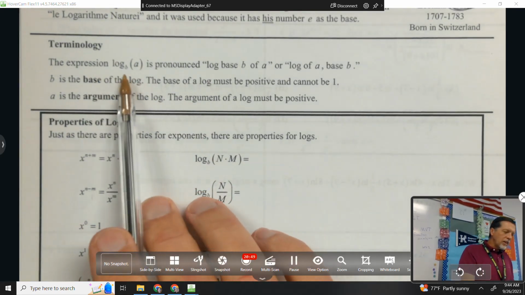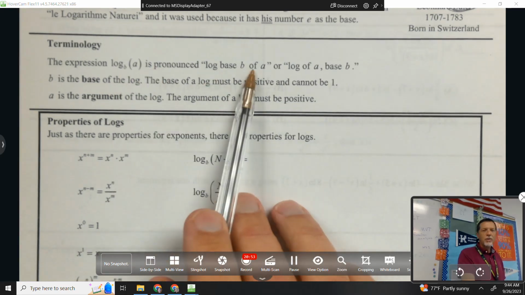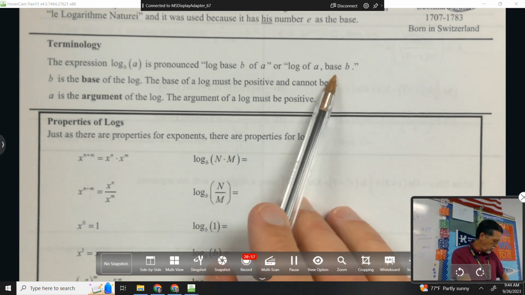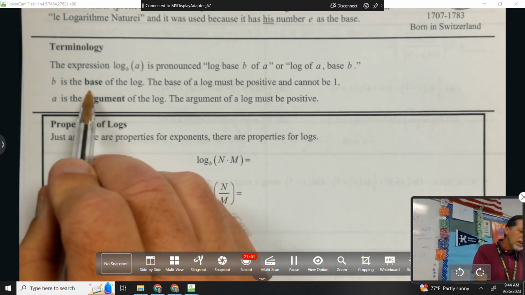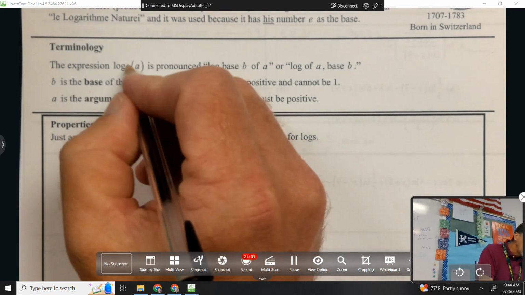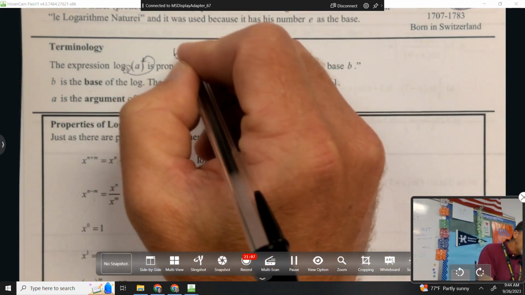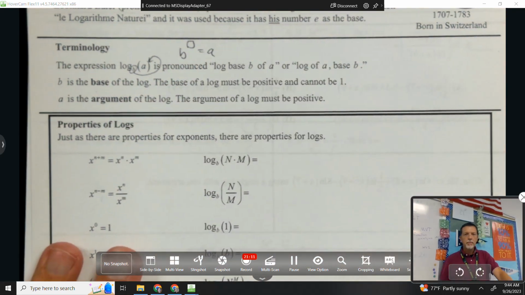Terminology. The expression log base b of a is pronounced log base b of a, or log of a base b. Either way, kind of the same thing. B is the base of the log. The reason is, if you do the fishhook thing, right, you'd have b to something equals a. That's the base.